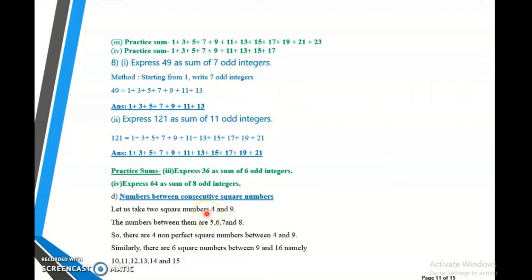Between 4 and 9? It is 5, 6, 7 and 8. So how many numbers are there? There are 4 numbers which are not perfect squares between the perfect squares 4 and 9. Let us consider another example. What are the numbers between 9 and 16? You have 10, 11, 12, 13, 14, 15. Count them. There are 6 numbers. So that is, there are 6 non-perfect squares between 9 and 16.